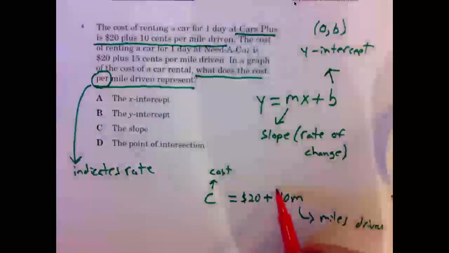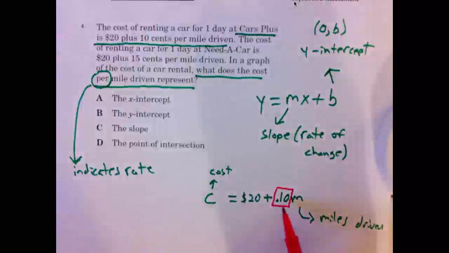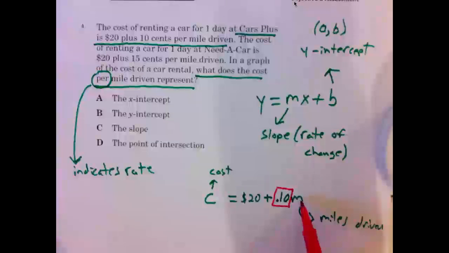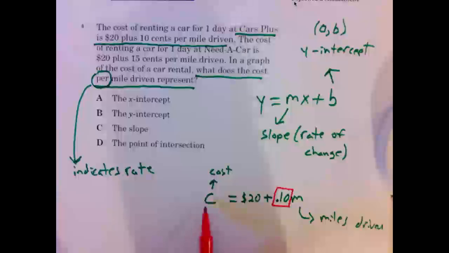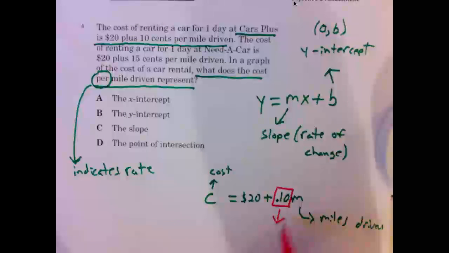This here is the slope. We say slope is the coefficient of x. In this case, the input variable, the x variable, is m, the miles driven. The output, the y, is the cost. This is my slope.